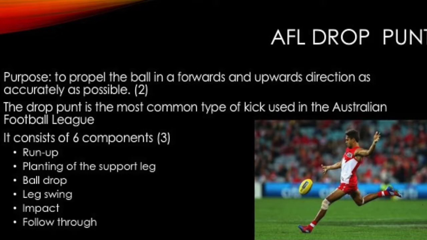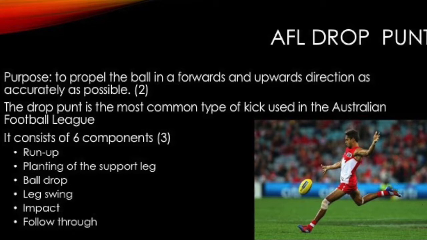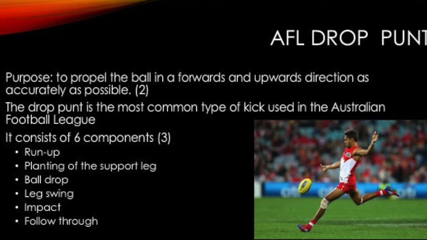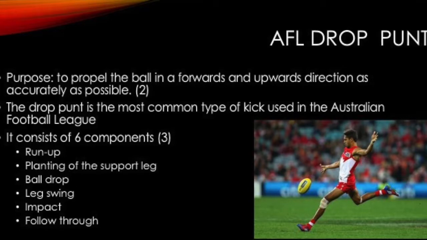The AFL drop punt is the most common type of kick used in the Australian Rules Football League due to its accuracy, distance, and ease of execution during gameplay. It consists of 6 components. The first component is the run-up, which is where the athlete will increase their stability, the accuracy of the kick, and the force transfer to the ball. It will enable the athlete to create greater force throughout the entirety of the kick.